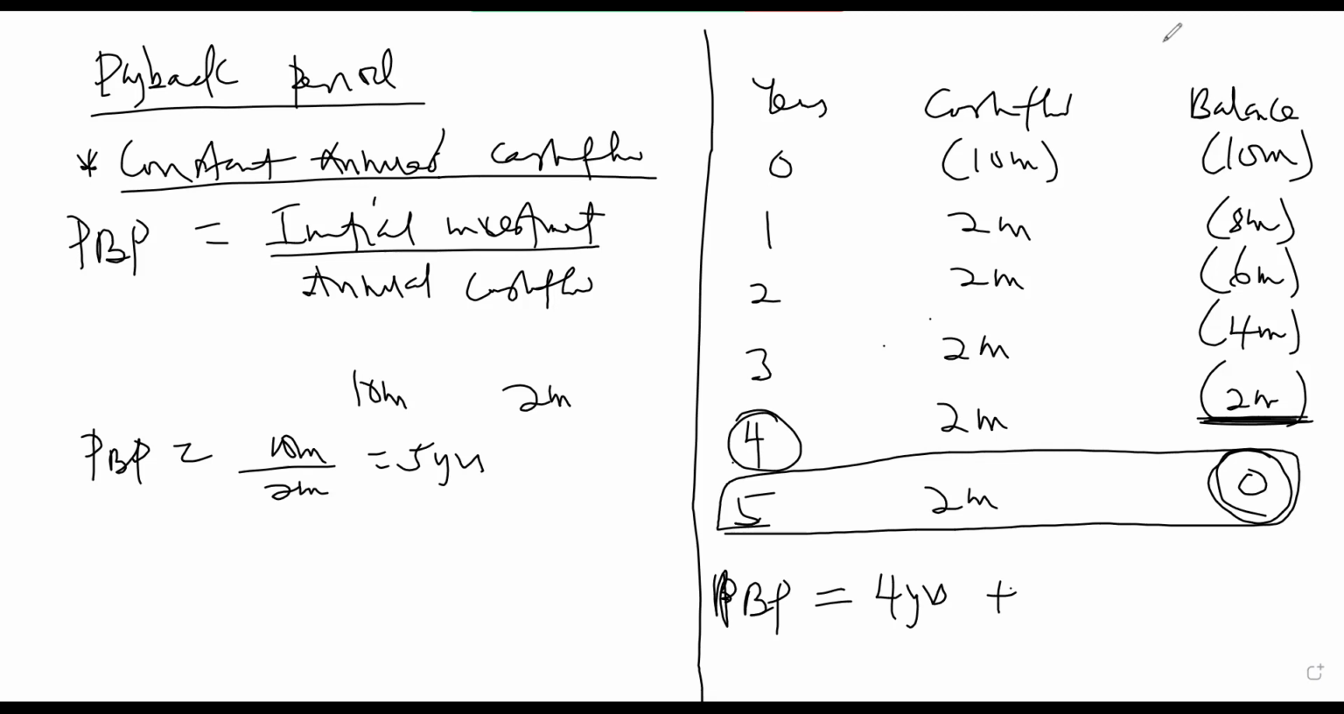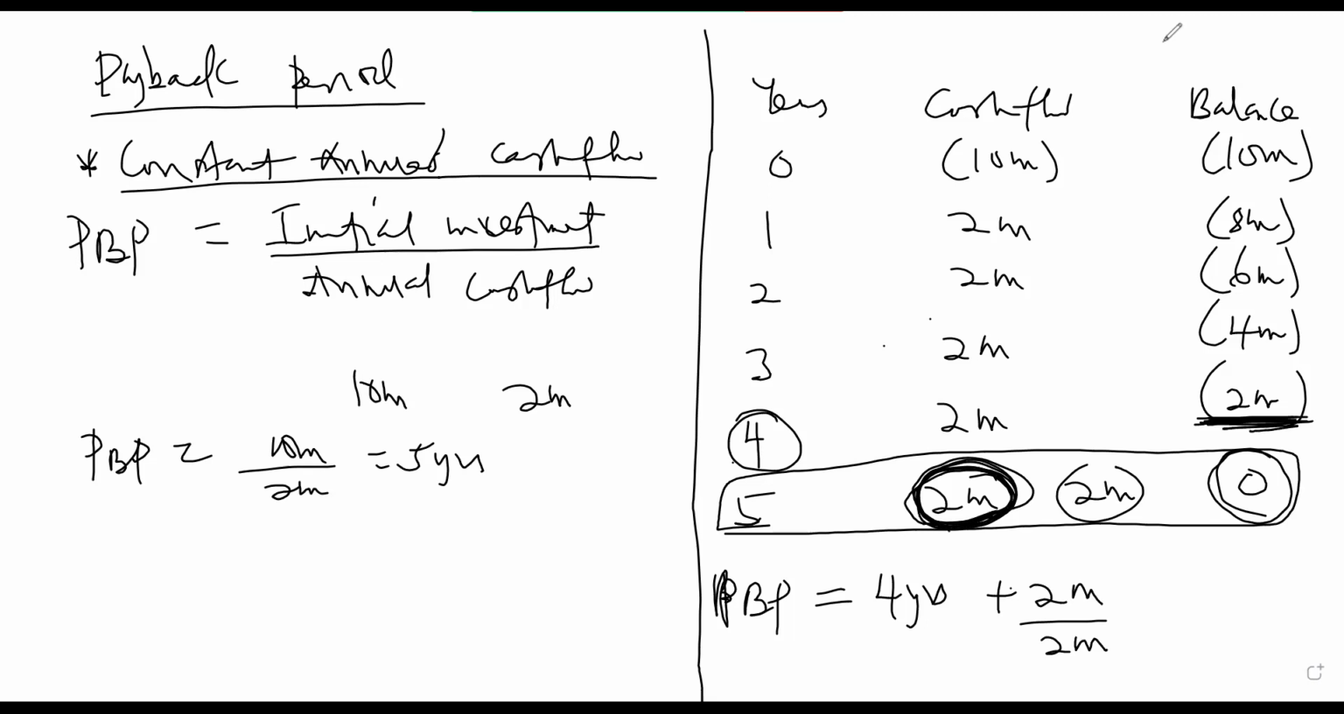Yes, sir. Okay, what is the cash flow for the 5th year? 2 million. Okay, so we need a balance of 2 million to pay back, and we have 2 million. So this is the same as 2 million over 2 million, because this cash flow is for the full year. We need a balance of 2 million to pay back.